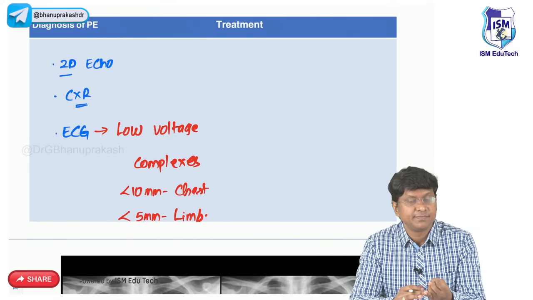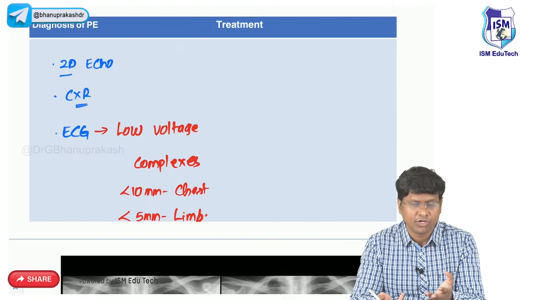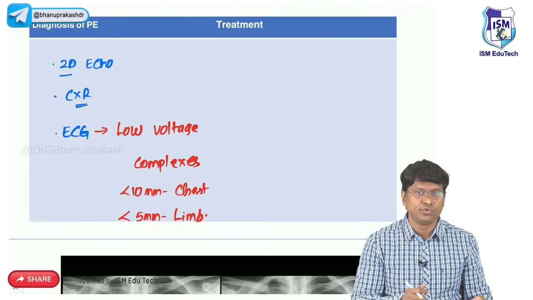Then you can also see this in patients with constrictive pericarditis and even in restrictive cardiomyopathy. These are all the differential diagnoses. And other conditions like morbid obesity, COPD patients like emphysema, and massive left-sided pleural effusion. In all these conditions, you can have low voltage complexes.